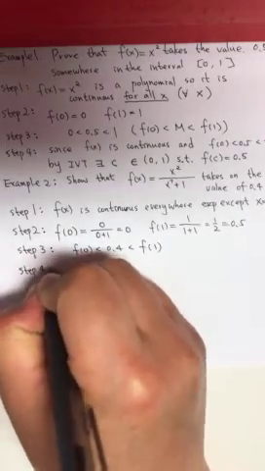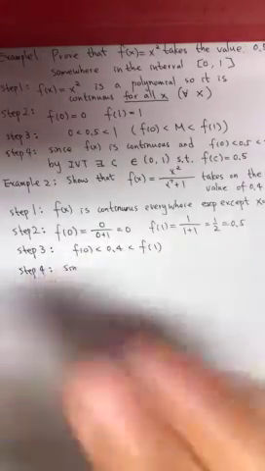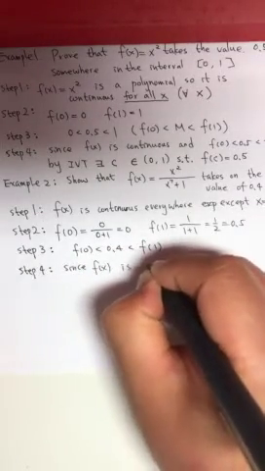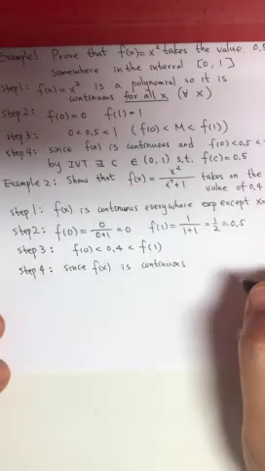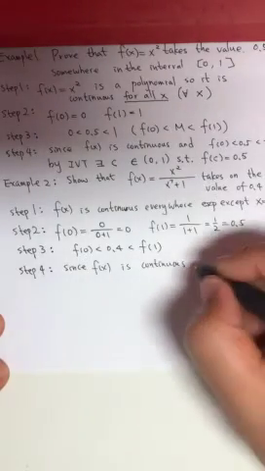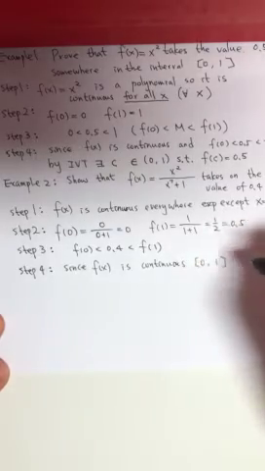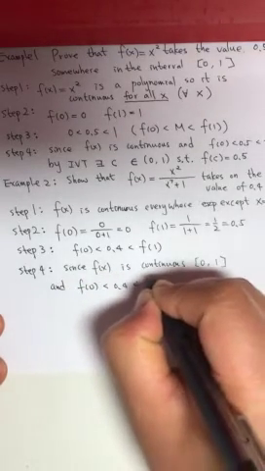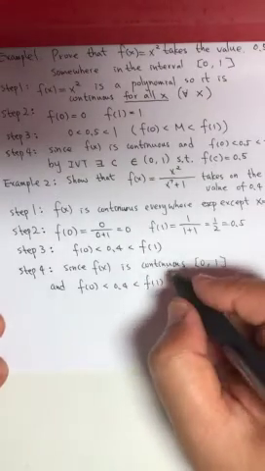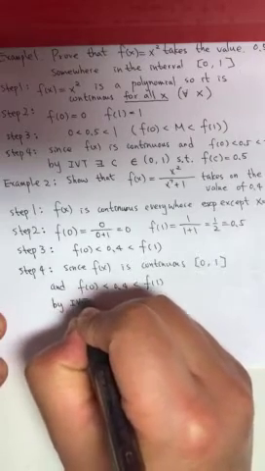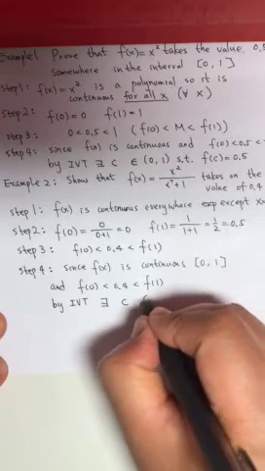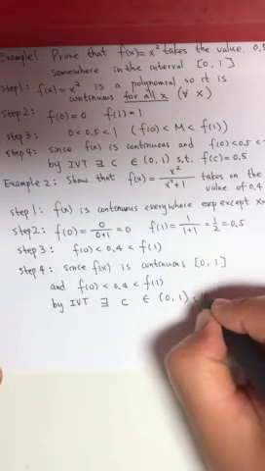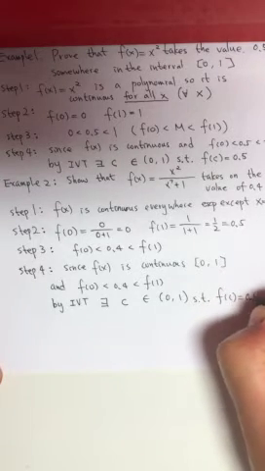So what conclusion can you say? Since the function f of x is continuous between 0 and 1, and you know that f of 0 is less than 0.4, less than f of 1, by the intermediate value theorem, there should exist a value c such that it's in between 0 and 1, and it will have a value such that f of c is going to equal 0.4.